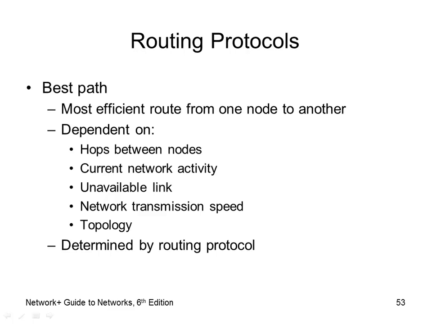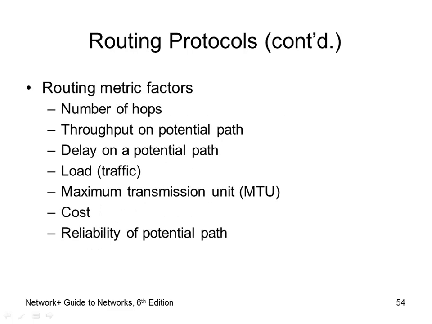All right, so routing, you've got to determine the best way to route, and that's dependent on hops between the nodes, network activity, if the link's available, the speed, and the topology. And all of this varies greatly based on what router protocol you're going to use. So routers use what are called metrics to determine how to route data. And some of the different metrics that can be used are the number of hops. Do y'all all understand what a hop is? All right, a hop is actually just a connection from one router to another.